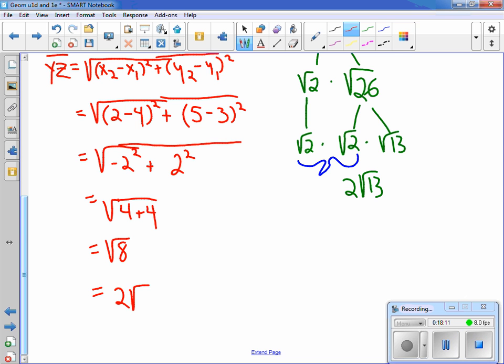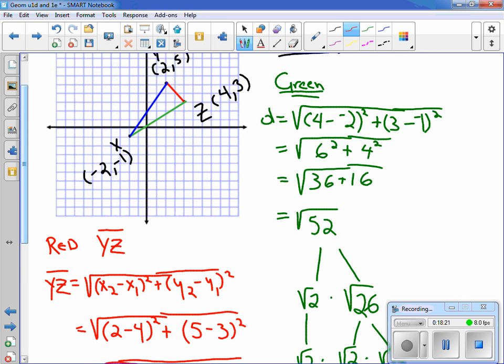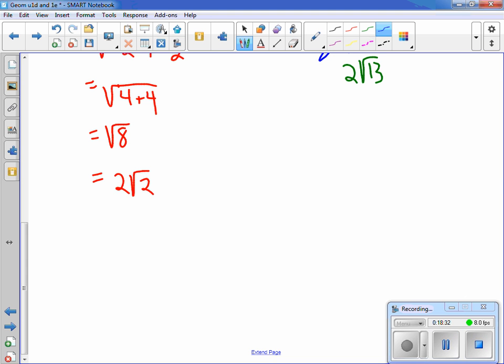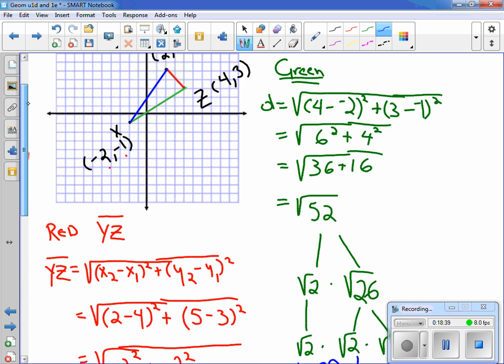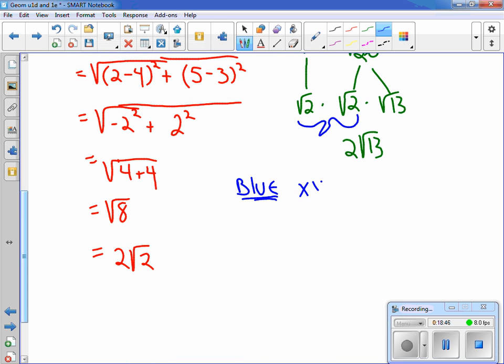Let's do our last line, which is our blue. Our points are 2, negative 2, negative 1, and 2, 5. So we'll do the blue. And that's going to be line segment XY. So XY is going to be equal to my lovely distance formula again, because by now you are sick of writing it. But again, do it every time so that you don't make mistakes as you learn it, as you practice it.